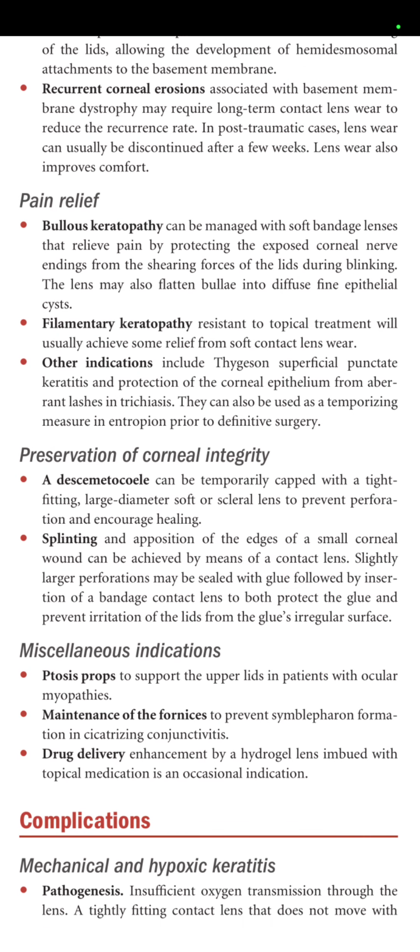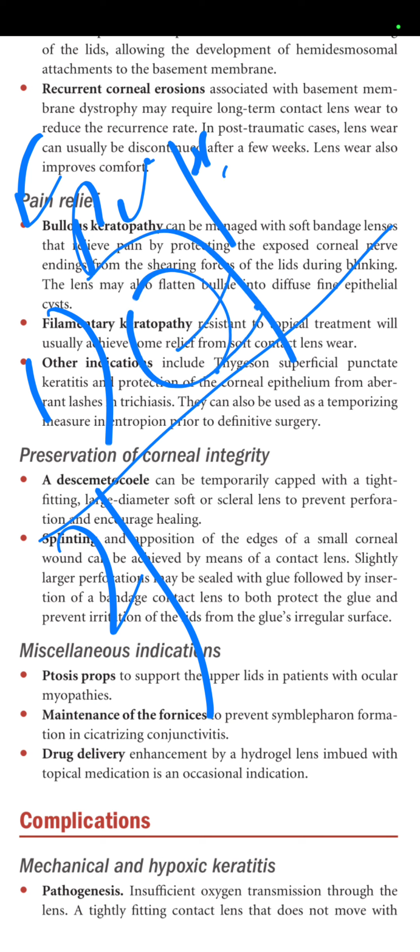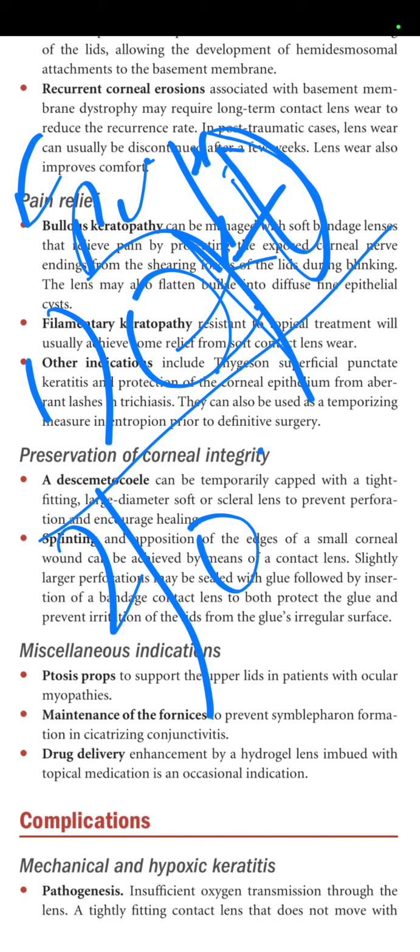Pain relief. Bullous keratopathy can be managed with bandage soft lenses that relieve pain by protecting the exposed corneal nerve endings from shearing forces of the lid during blinking. The lens may also flatten bullae into diffuse fine epithelial cysts. So in bullous keratopathy, there are two things that give relief. One is that in a case of ruptured bullae, there will be exposed nerve endings, and what the bandage contact lens does is prevent them from rubbing against the lid. And second is that the bullae are suppressed and become a fine epithelial cyst.